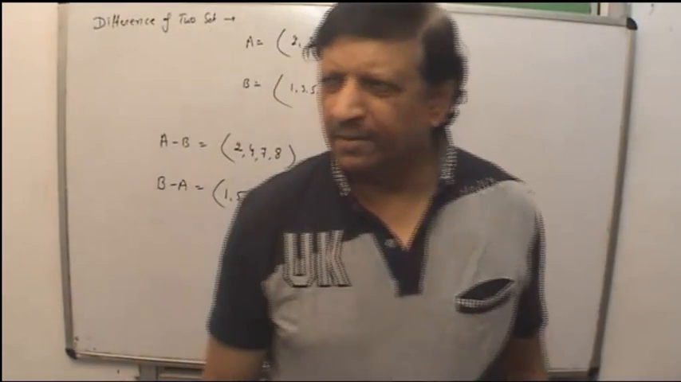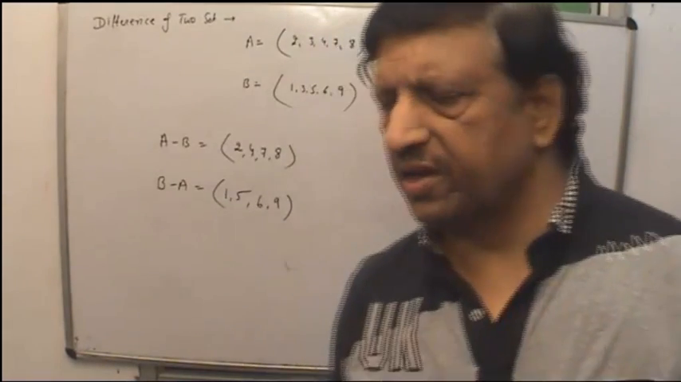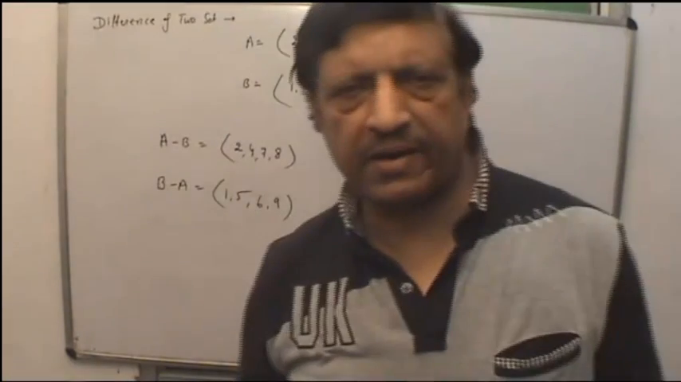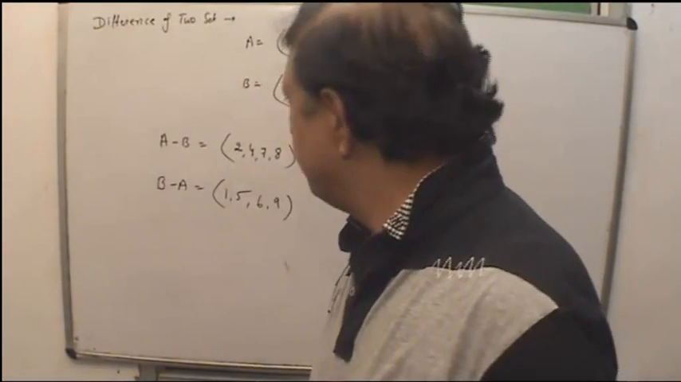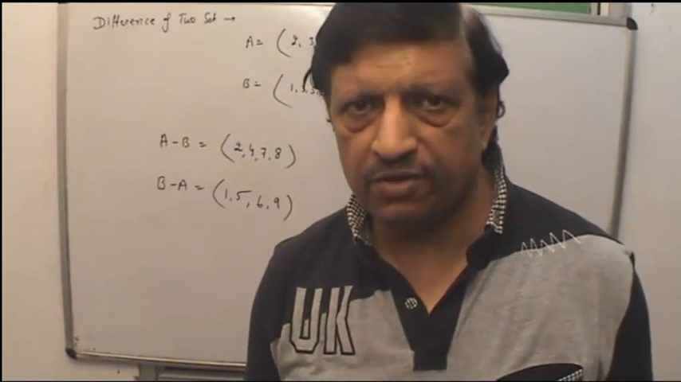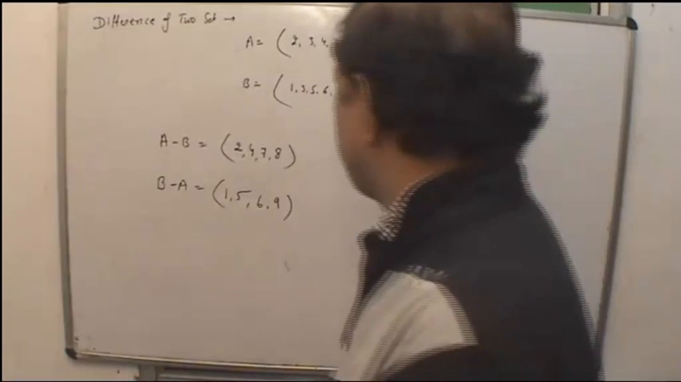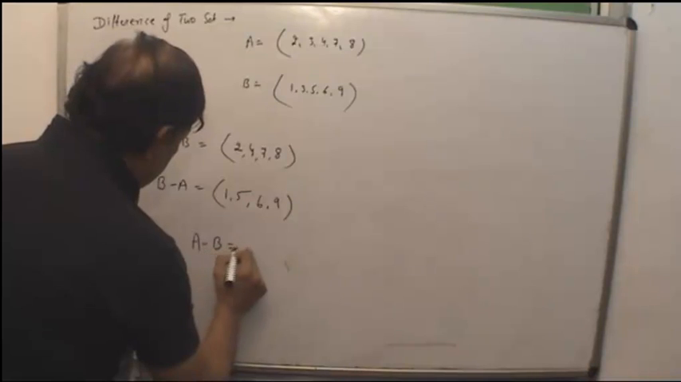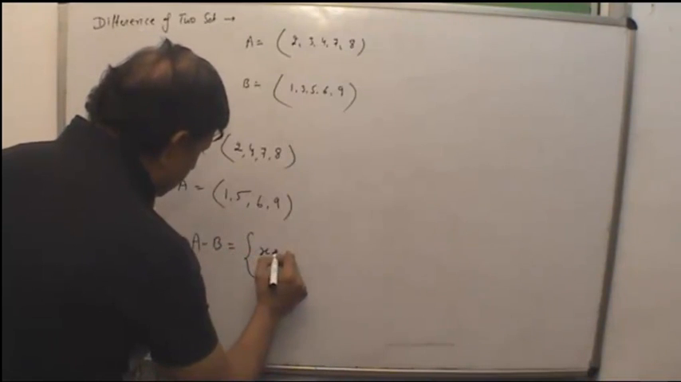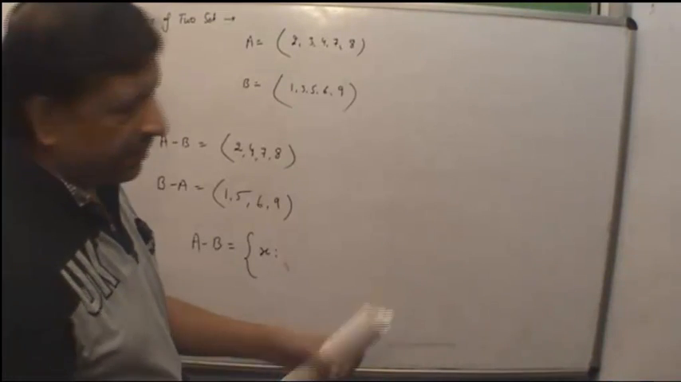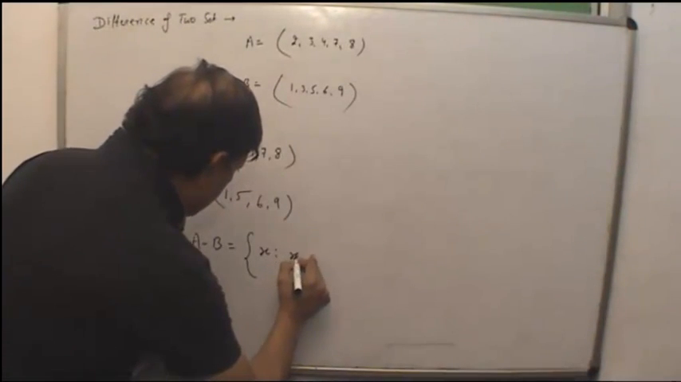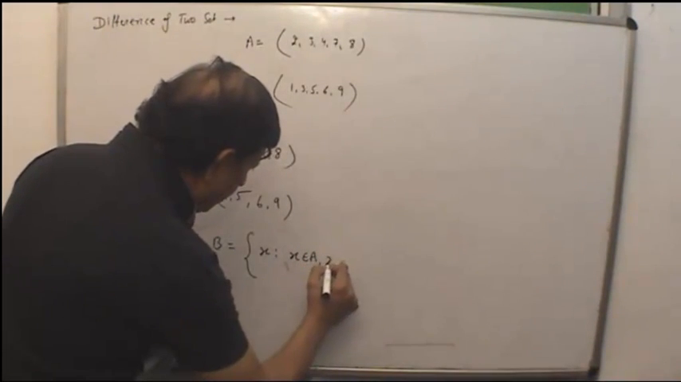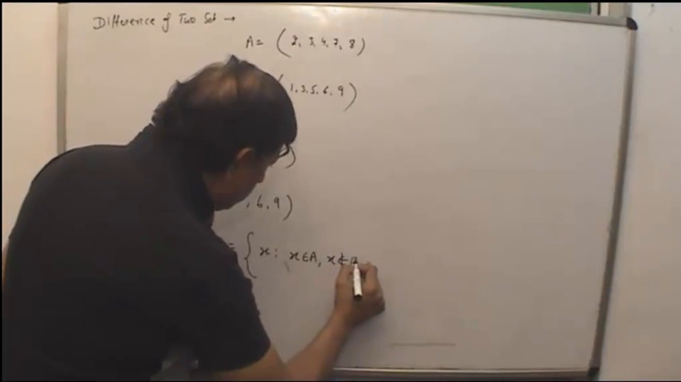It means in discrete mathematics, A minus B is not equal to B minus A, because it is not the arithmetical subtraction. A minus B means those elements of A which are not in B. We can write it in the set builder form, like this: A minus B is equal to {X such that X belongs to A, X does not belong to B}.